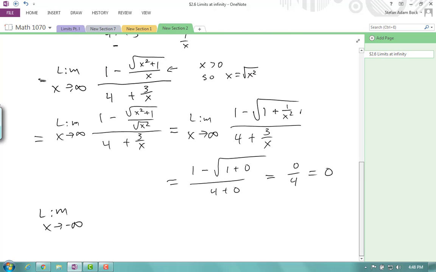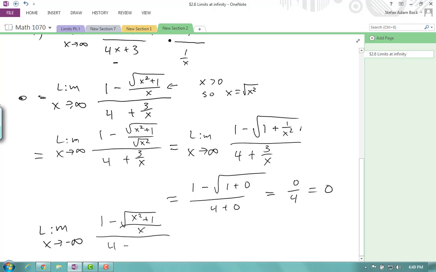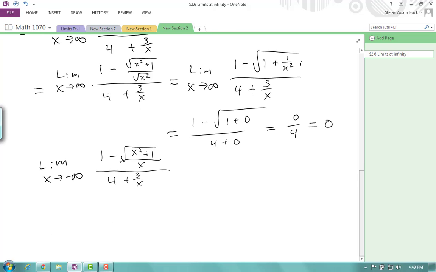I'm going to start off the same way. So I'll go ahead and copy the first step right here. This is 1 minus the square root of x squared plus 1 all over x, all over 4 plus 3 over x. But I have an additional concern here because x is going to negative infinity, which means my x values are negative, all of them. But when I do the square root of x squared, I end up squaring those x values before taking a square root, so this is always positive.